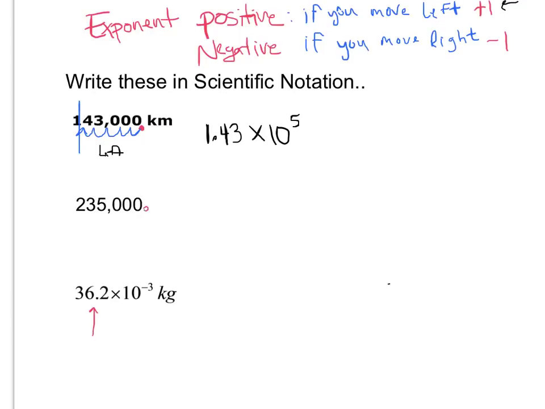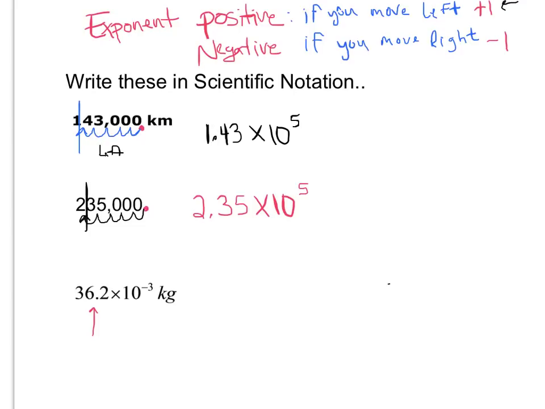So again, we have our decimal place here. We want to move it till we get a number between 1 and 10. 1, 2, 3, 4, 5. So we have our new number, which is 2.35 times 10. How many times did we move it? We moved it 5 times. Well, is that a positive 5 or a negative 5? Well, we moved it to the left. Remember, if we move it to the left when we're converting, then it becomes positive, or plus 1 for every time we move it.